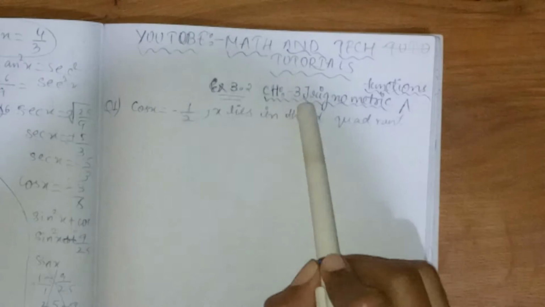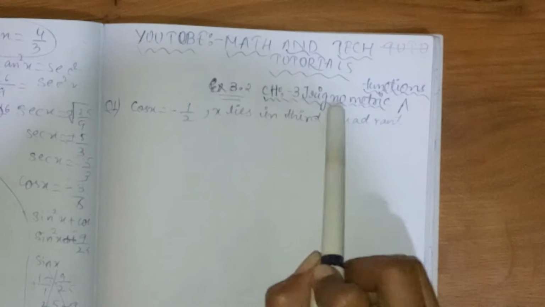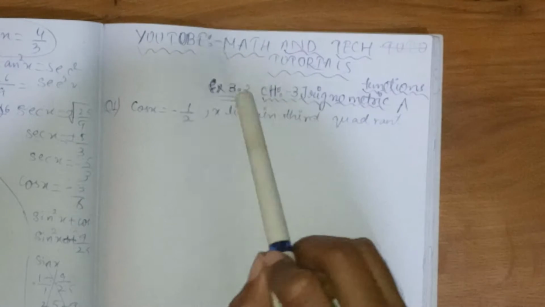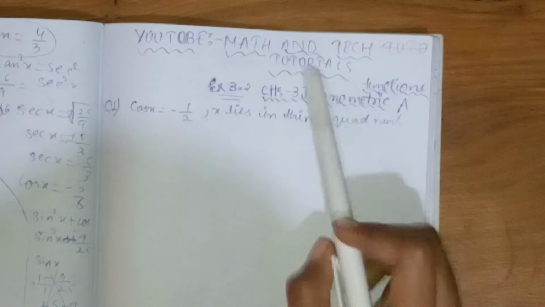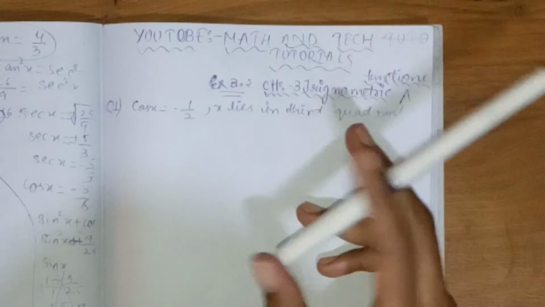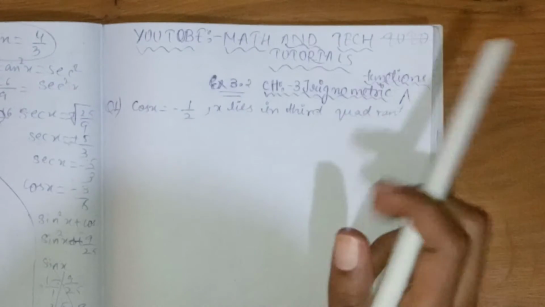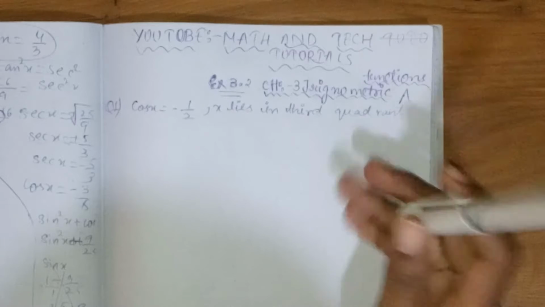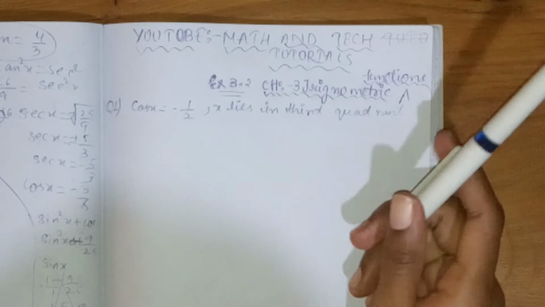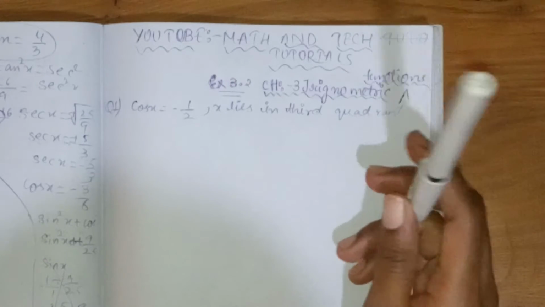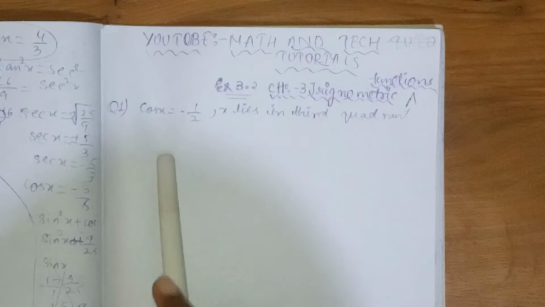So in this video, we're going to talk about class level, chapter 3, trigonometric functions, exercise 3.2. Before that, I would like to request that exercise 3.2 introduction has already been uploaded. If you want, you can check the link in the description box or you can also see the I button. Okay, so let's start it.